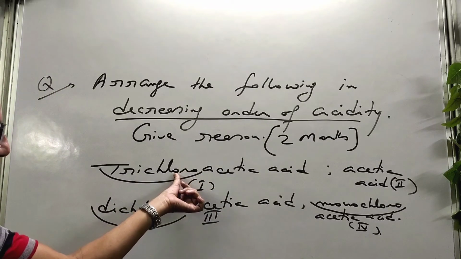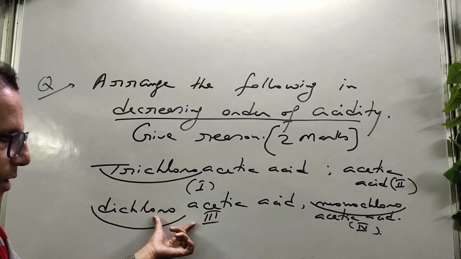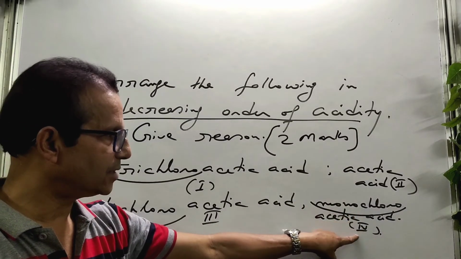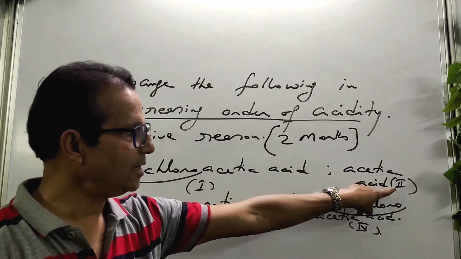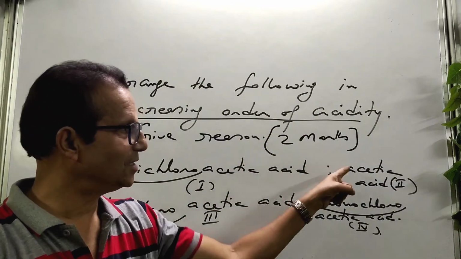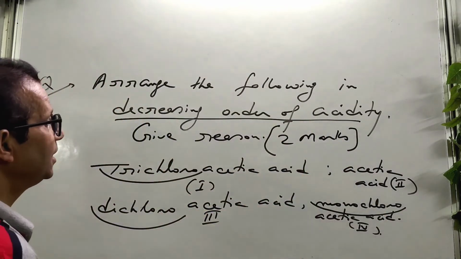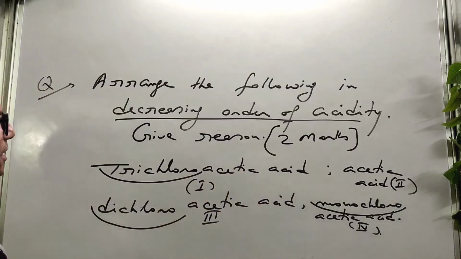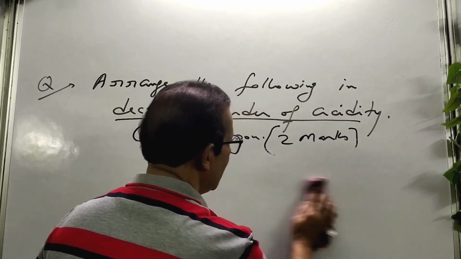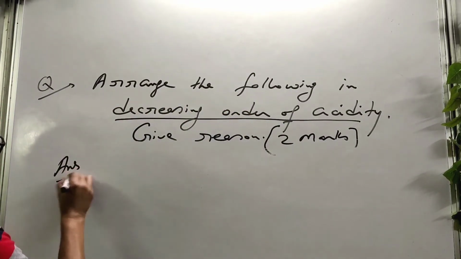Trichloroacetic acid contains 3 chlorine atoms, so it is the strongest acid. Dichloroacetic acid, 2 chlorine atoms, next. Monochloroacetic acid contains 1 chlorine atom, next. And the least acidic, why? Because it has no electron withdrawing group, but it has electron donating CH3 group, so it is the least acidic. You can write directly. But if you do not know the structure, you can write this. But it is better to know the structure, okay?